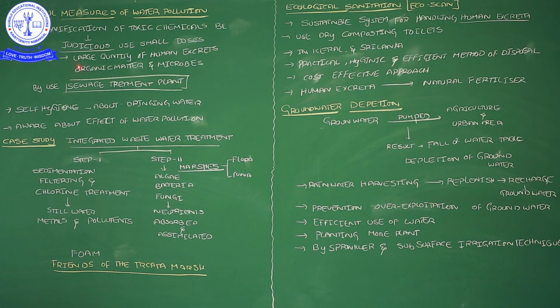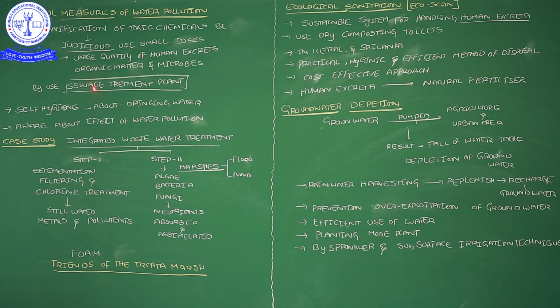So, sewage is a large quantity of human excreta and organic materials, and because of the organic materials, microbes also grow very well, correct na? So here, one thing we want to do is control this sewage to reduce water pollution. What do we have to do? Sewage treatment plants must be constructed.